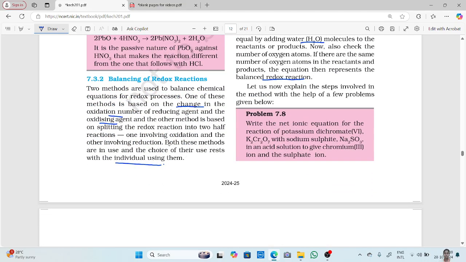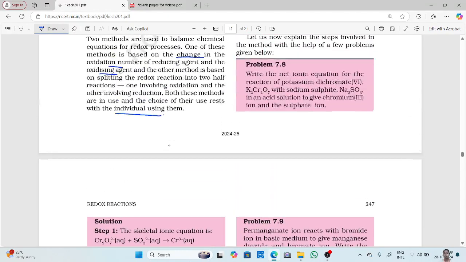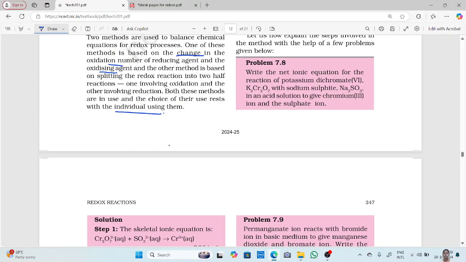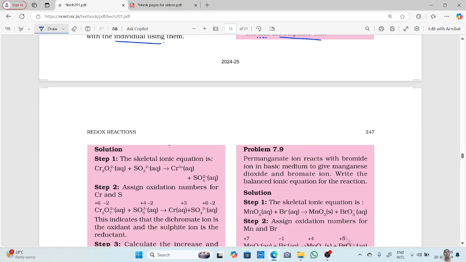Now, I will explain this with one problem. Write the net ionic equation for the reaction of potassium dichromate, K2Cr2O7, with sodium sulfite, Na2SO3, in acidic solution to give chromium ion and sulfate ion. This is the reaction they have described here. You have to react potassium dichromate with sodium sulfite in acidic solution, and as products you will get chromium ion and sulfate ion.